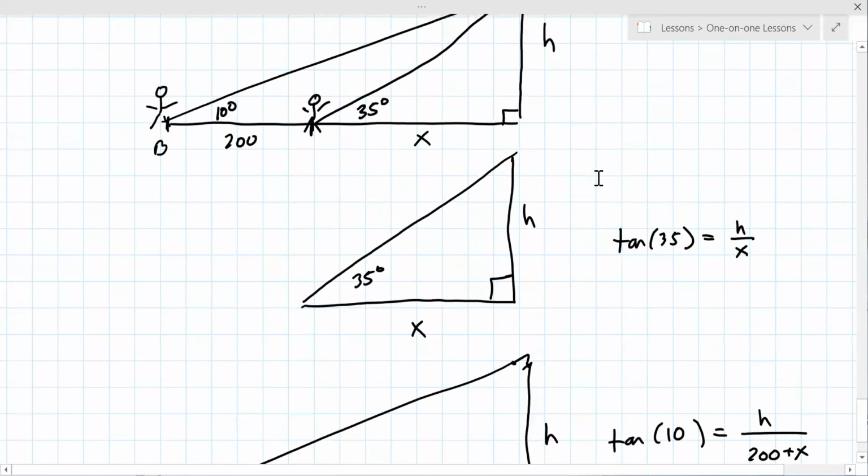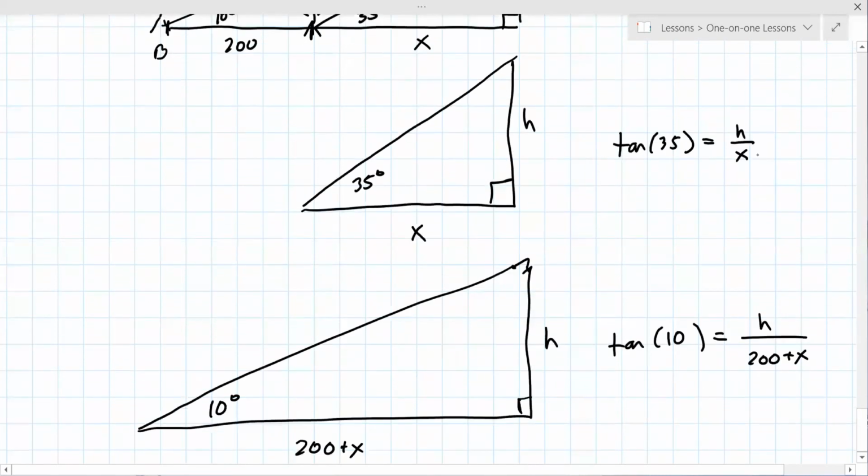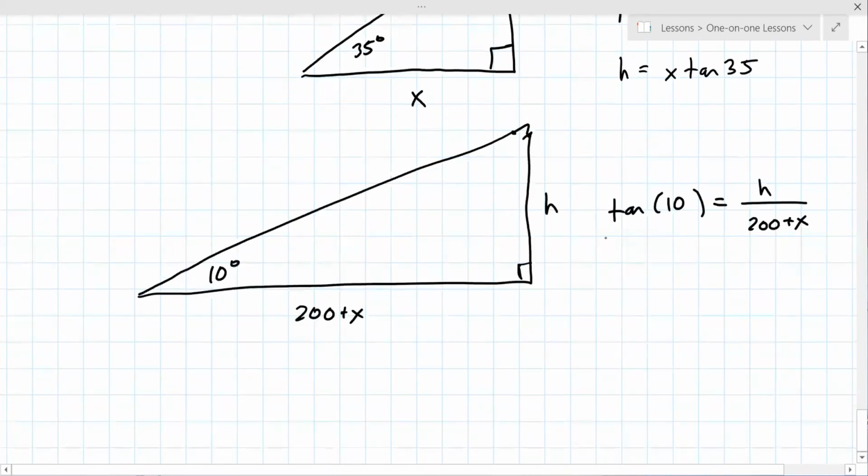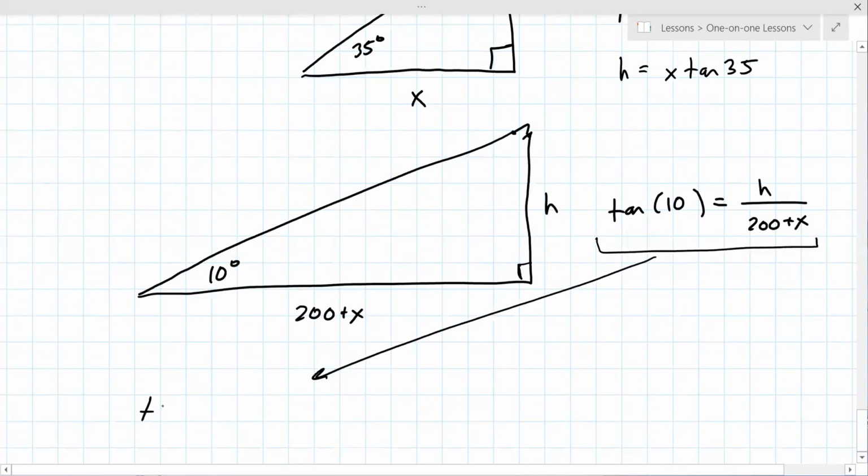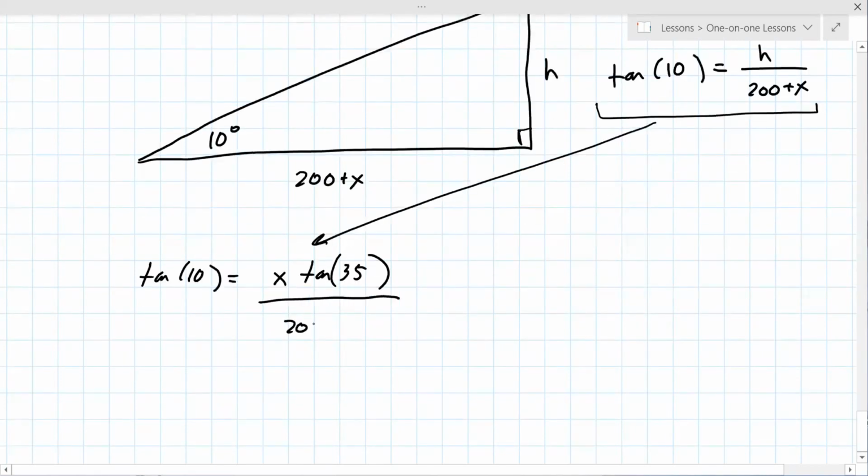Maybe. So I would solve this for H. So H is equal to X tangent 35. And then come down here and use that in this equation. So I'm going to just rewrite it over. So tangent of 10 equals X tangent 35 over 200 plus X. Okay. And then there's just a lot of manipulation to solve this. I can work through this if you would like, but this is the path there.